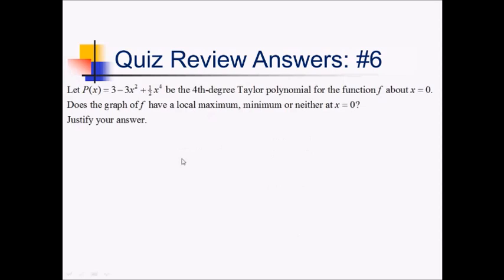On this problem, we're given p of x, the fourth degree Taylor polynomial for some function about 0. And yes, we already saw this one on number 6. I'm recycling. We want to know if the graph of f has a local max, min, or neither at x equals 0. So in order to figure that out, there's really only 2 tests we have, the first derivative test and the second derivative test.